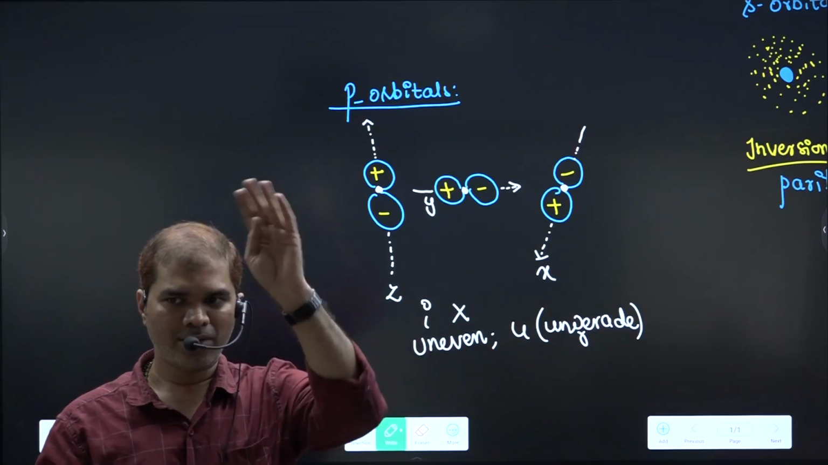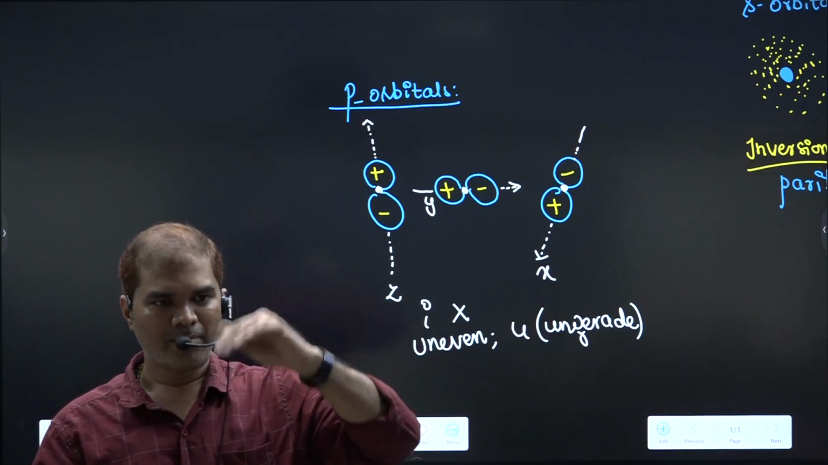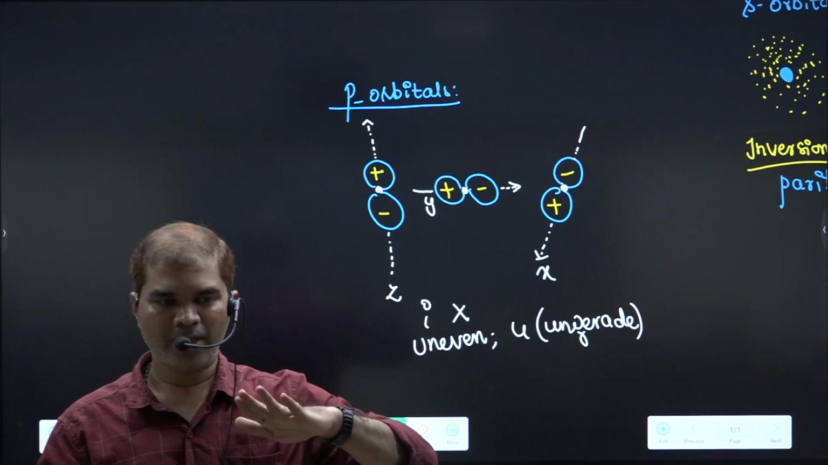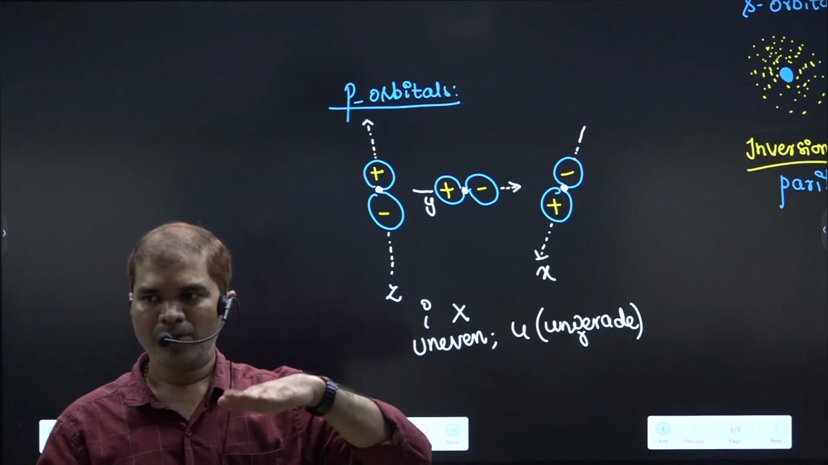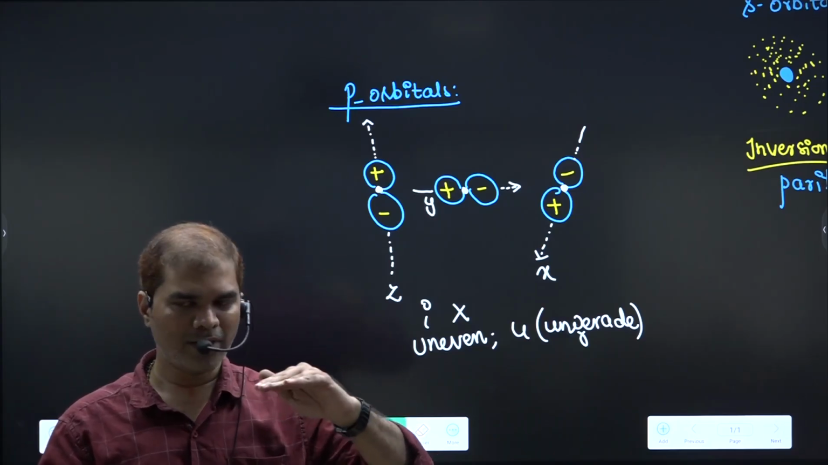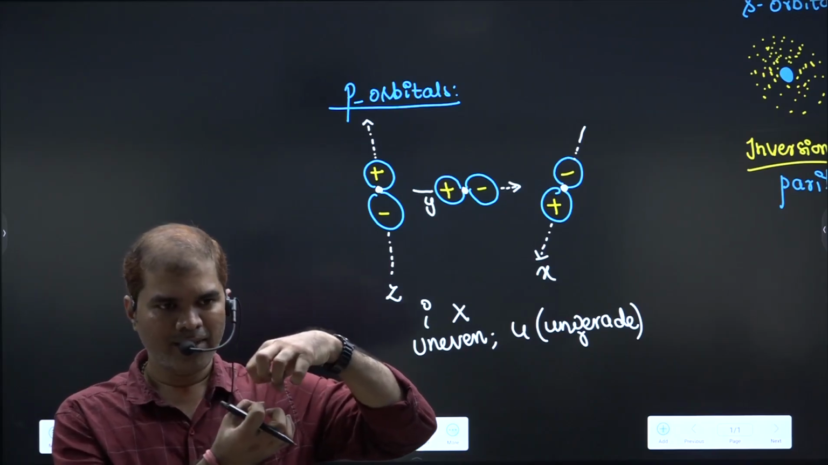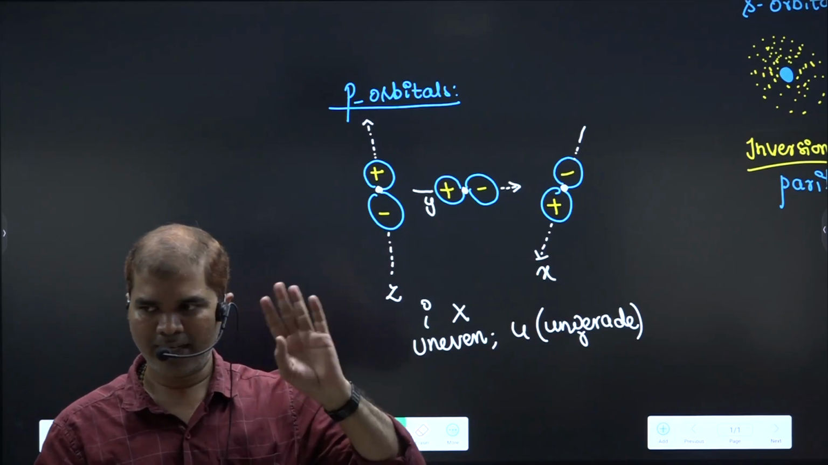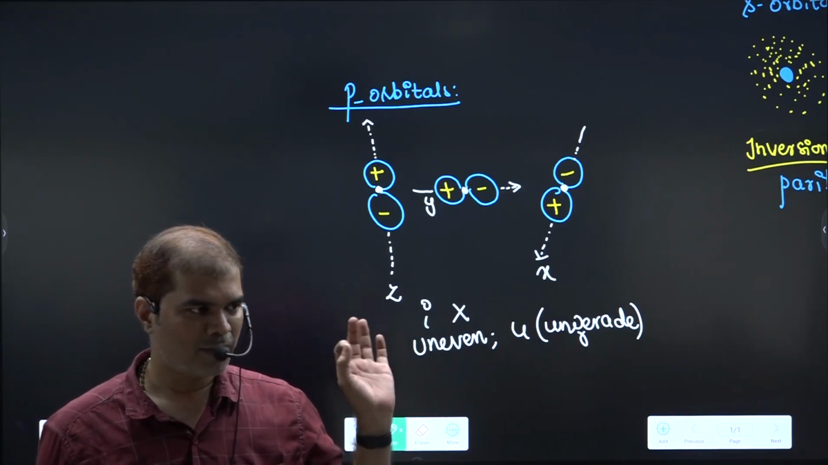But the electron density is not passing through the nucleus. It is either above the nucleus or below the nucleus. It can't be in the nucleus because it is a nodal plane. So to show that there is no electron density at the nodal plane, we draw two lobes separately at a higher level. But at a lower level we simply write it like an 8. It is not actually like an 8. This is about p orbital.